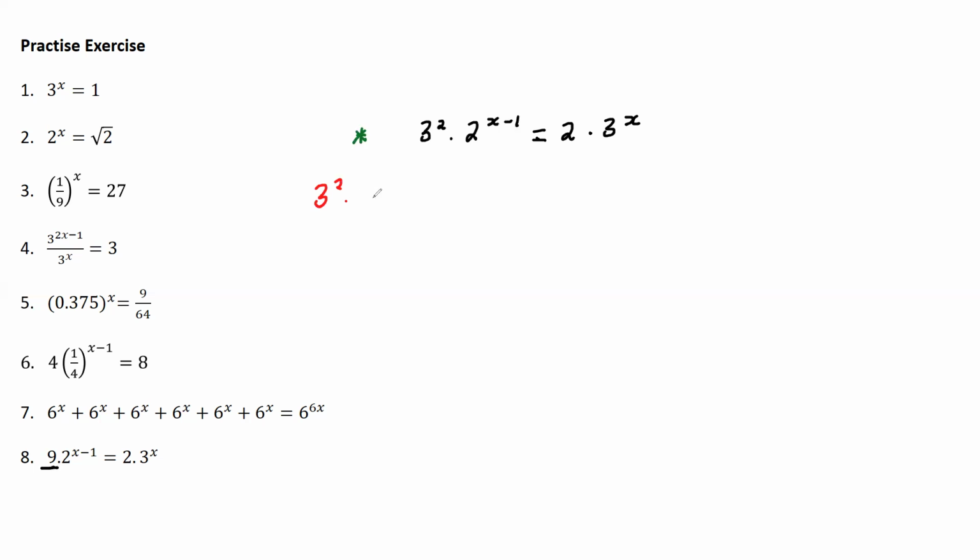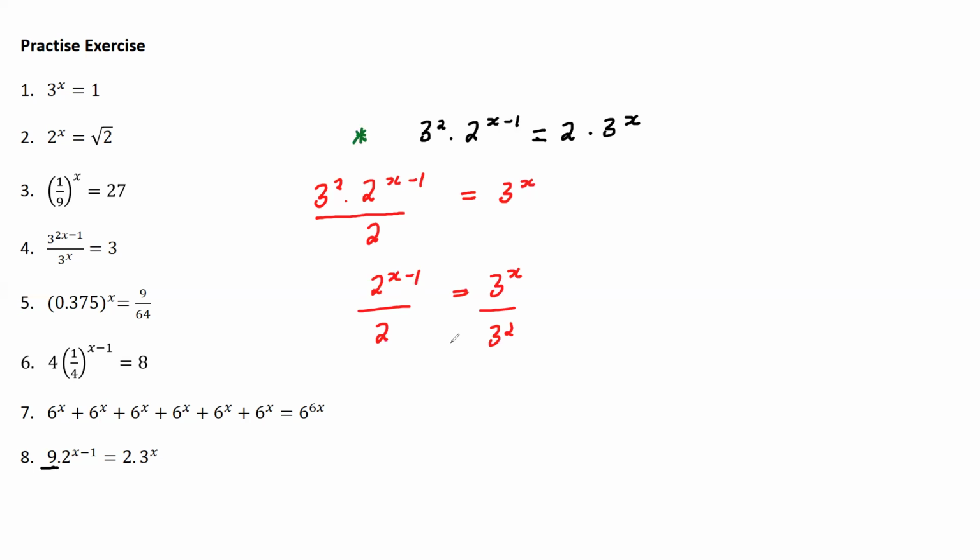So this is 3 squared. This is 2 to the power x minus 1. I'll divide both sides by 2. And I'll end up here with 2, like this, is equal to 3 to the power x. Then I will divide both sides by 3 to the power 2. All right. So then this becomes 3 to the power x over 3 to the power 2. It works pretty much the same way.